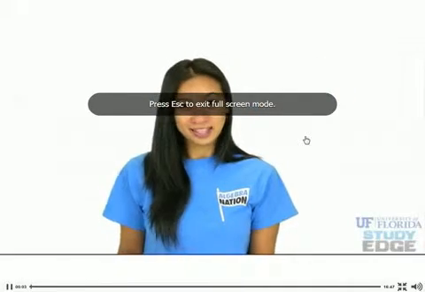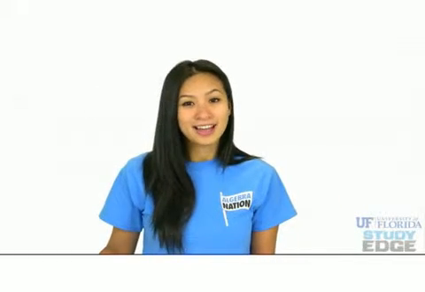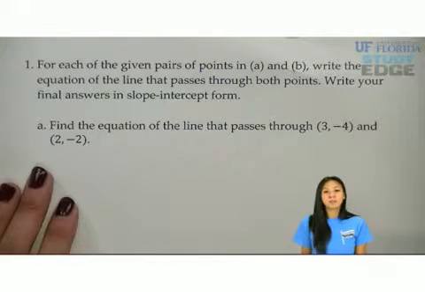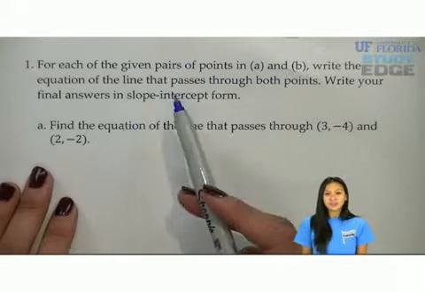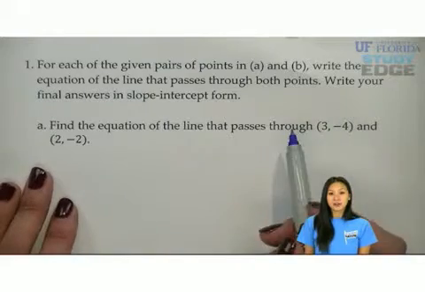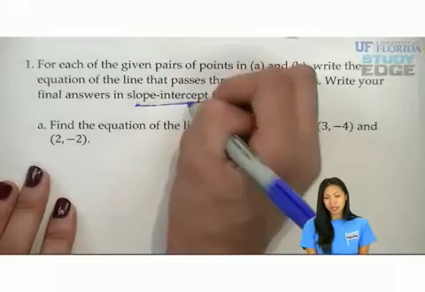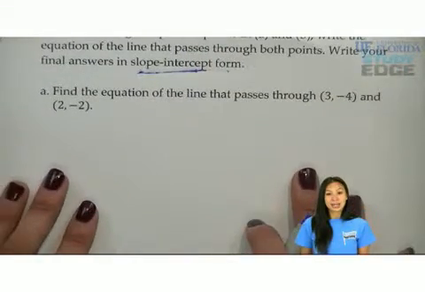All right, hi everybody, this is Melody again, and right now we're going to look at a practice problem that looks at 2 points. For each of the given points in parts A and B, write the equation of the line that passes through both points. Write your final answer in slope-intercept form. That's going to be important. I'm going to underline it. Slope-intercept form. So let's look at part A.